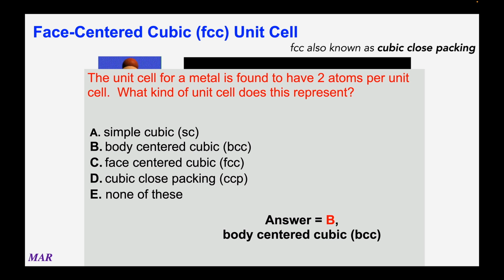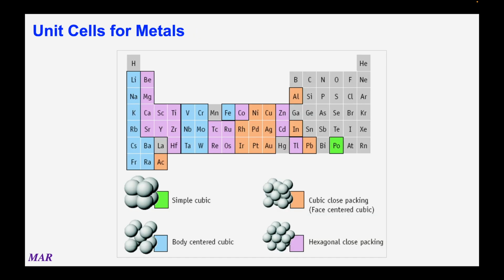Simple cubic, 1 atom. Face-centered cubic, 4 atoms. CCP is for us the same as FCC. There's actually differences, but we're not going to go into it. Good to go. The metals on the periodic table often fall in one of these categories. So simple cubic is very rare. It's only in polonium, which is quite dangerous and stuff, but it is actually simple cubic.